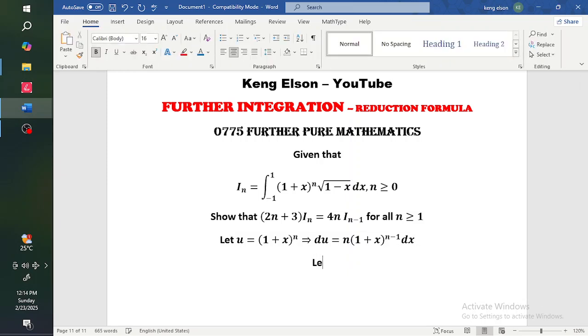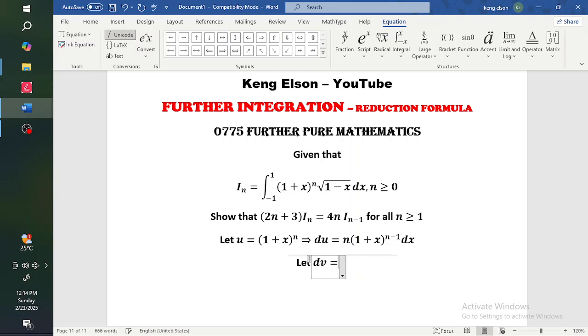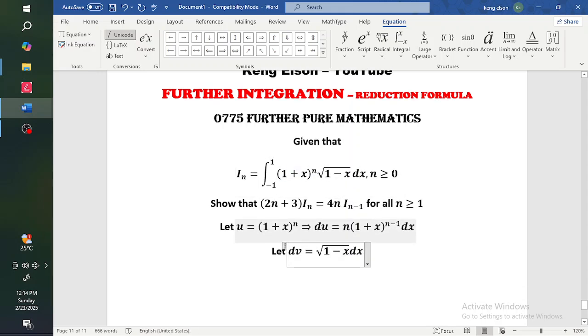Then again, we are going to let dv be equal to the square root of 1 minus x dx, because dv is the remaining part of the integrand, which is this remaining part, the square root of 1 minus x times dx. Then we are going to integrate both sides.